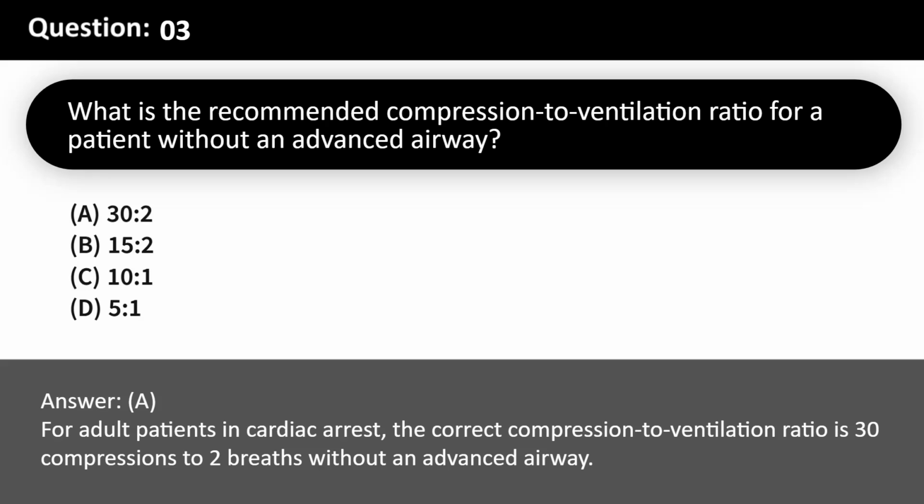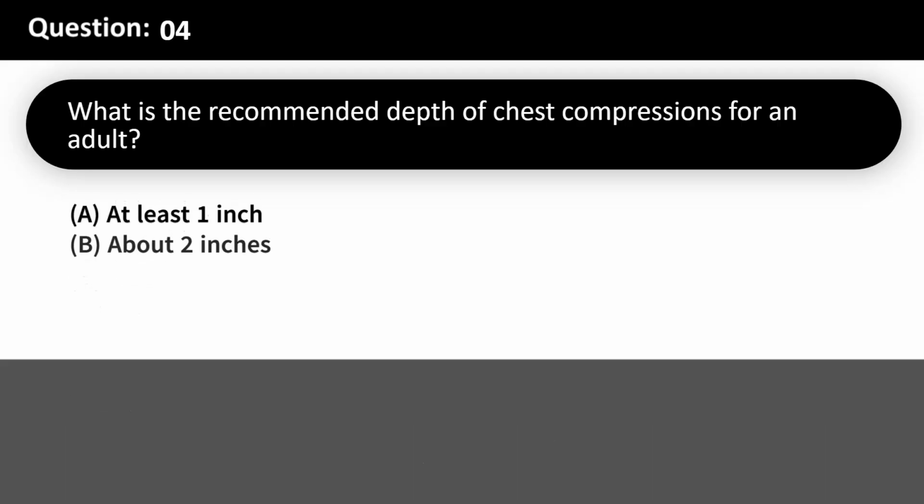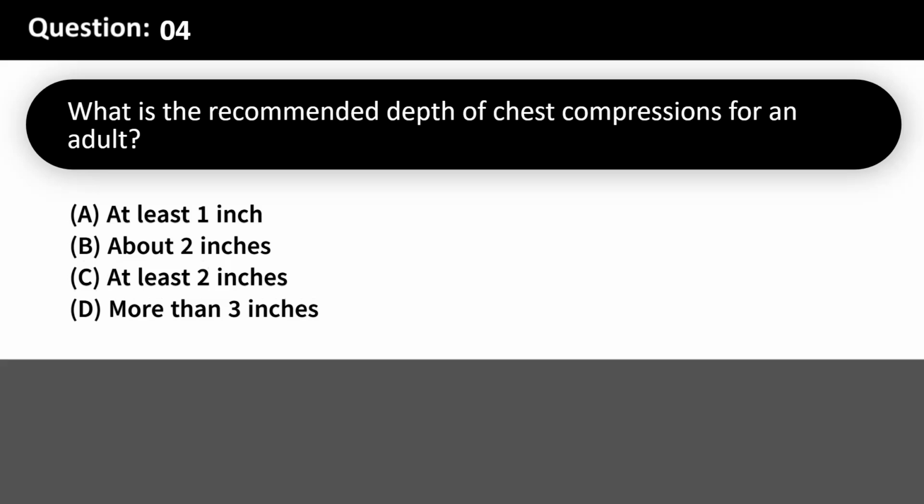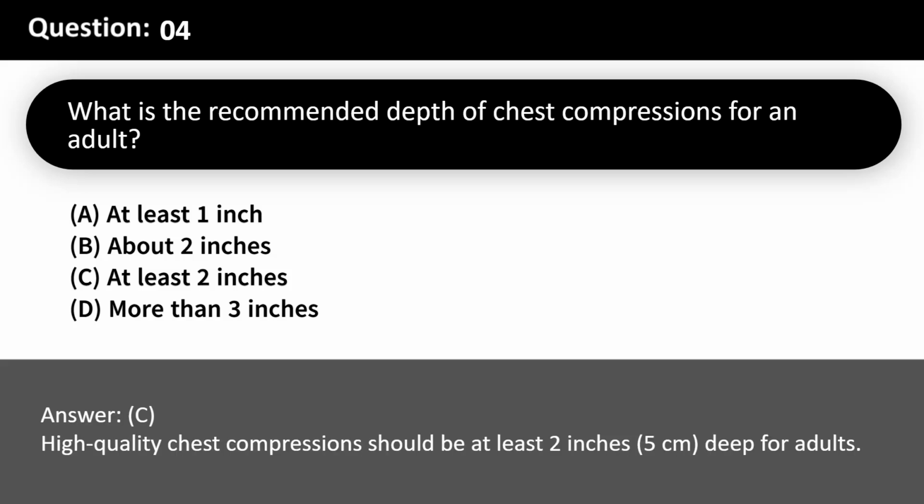What is the recommended depth of chest compressions for an adult? A. At least 1 inch. B. About 2 inches. C. At least 2 inches. D. More than 3 inches. Answer, C. High-quality chest compressions should be at least 2 inches, 5 centimeters deep for adults.